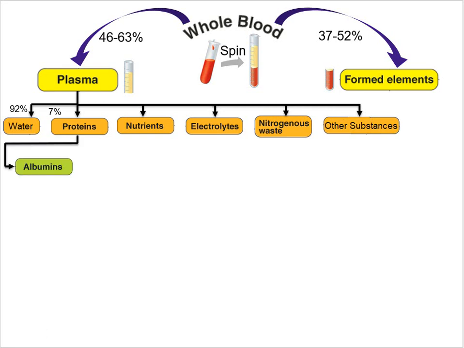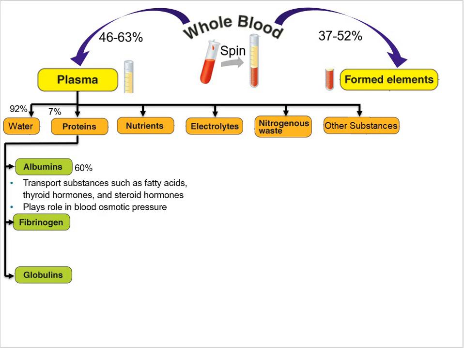Now let's look at those unique proteins. One of those unique proteins is albumin, the second is fibrinogen, and then globulin. So we're going to discuss those three proteins. First, albumin. Albumin is 60% of the plasma protein, so it's very abundant. The most numerous plasma protein is albumin. It's important in transporting substances. Albumin is a binding protein, which means it serves as a transport medium.